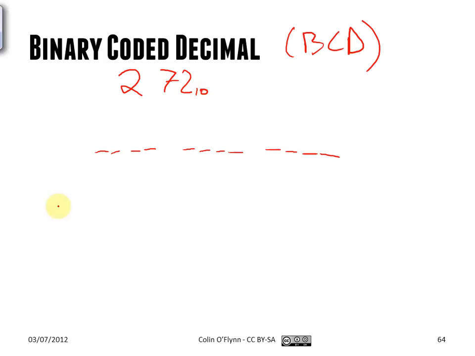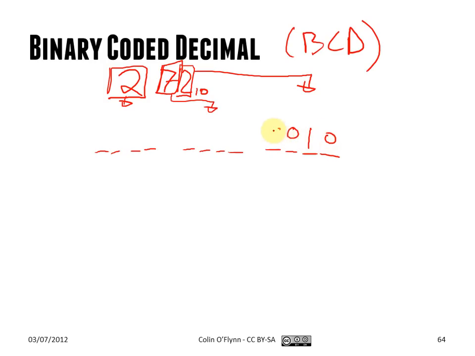In BCD, binary coded decimal, I just use this 2 and put it there. I use this 7, put it there. I use this 2 and put it there. And literally, all you do is you convert each one of these to binary. So 2 in binary, and you use 4 bits for it, because you could have to go up to 9. 7 is 0111. 2 is 0010.